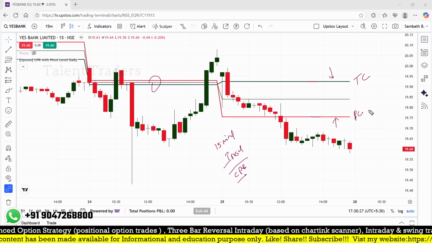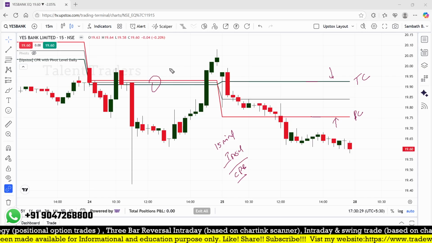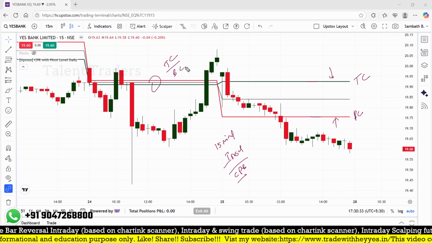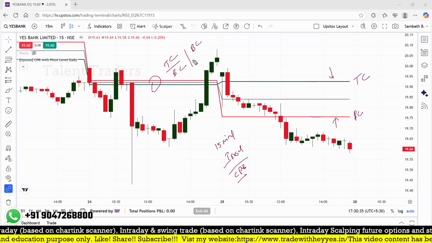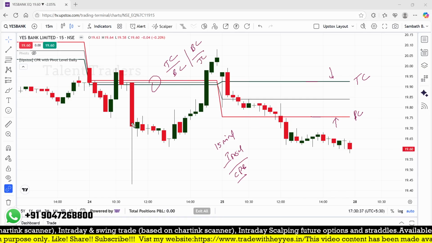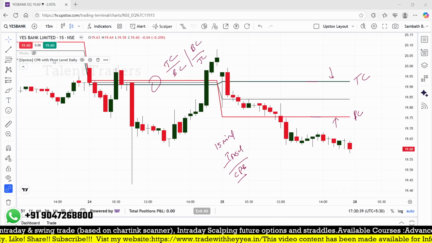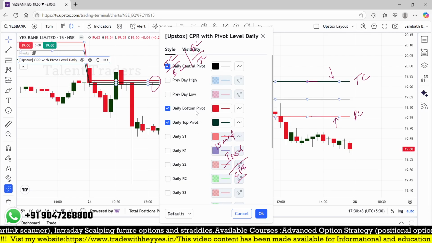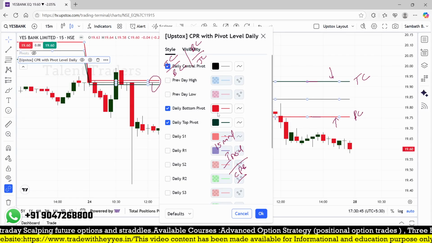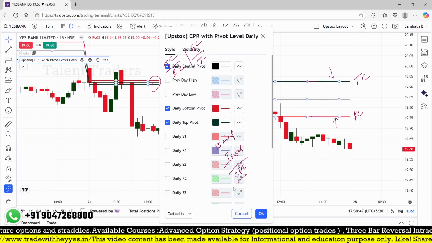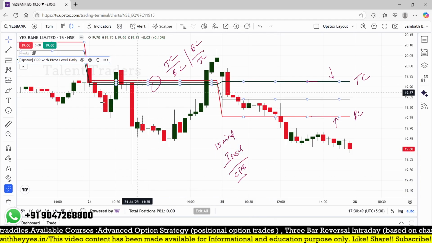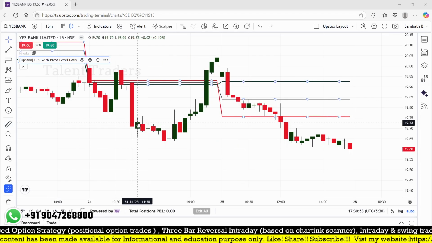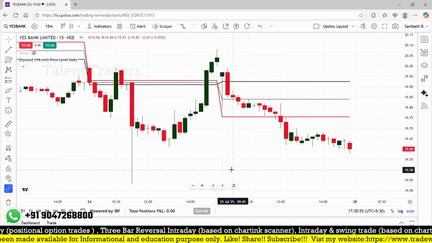One more thing you should understand. Normally TC is higher than BC, but sometimes BC may be higher than TC. Here the red line is the BC, the bottom pivot, as you can see in the indicator, and green is the top pivot. That is the default, but yesterday it was reversed. So based on that, we tried to find it.